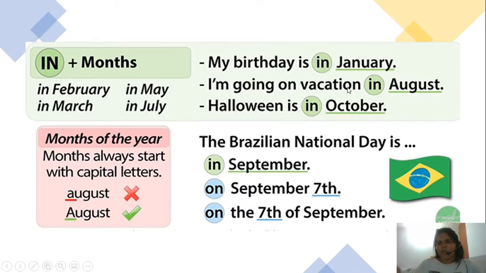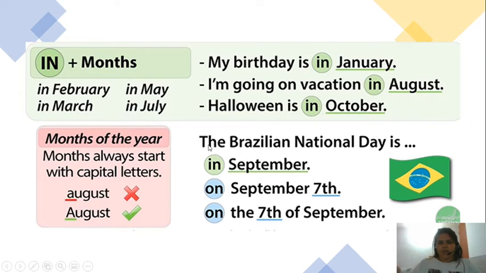I'm going on vacation in August. I don't know what the day is. It is just going to be in August. Halloween is in October. And remember, when we write the month of the year, we need to also use capital letters. So we use capital letters for days of the week and also for months of the year. Okay?